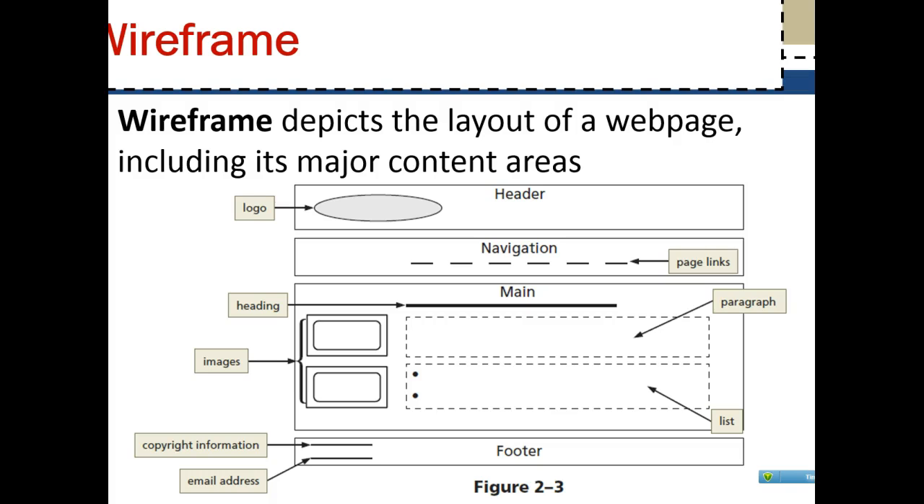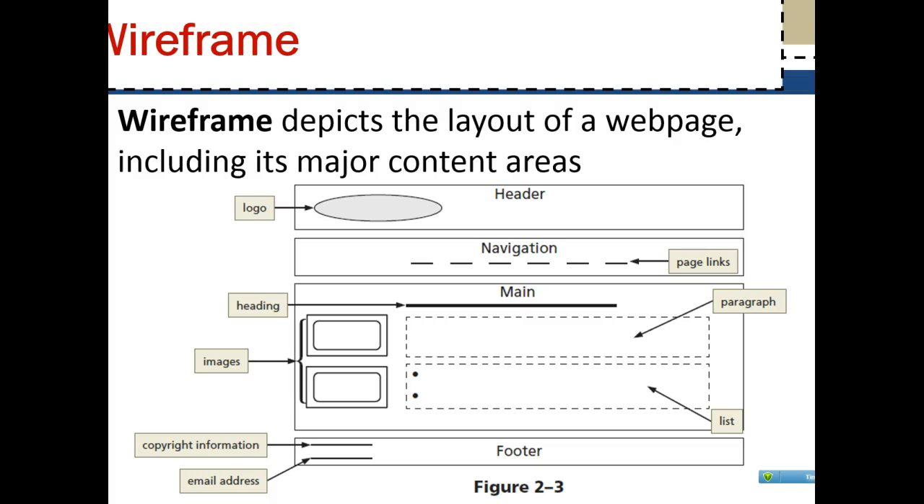Also, if you remember the wireframe from the previous chapter, it depicts the layout of a web page that could include the major content of it. So these are basically the sections that you're going to have. You want to have a header at the top of the page that identifies what this website is about. Sometimes you put the business name or maybe a logo.